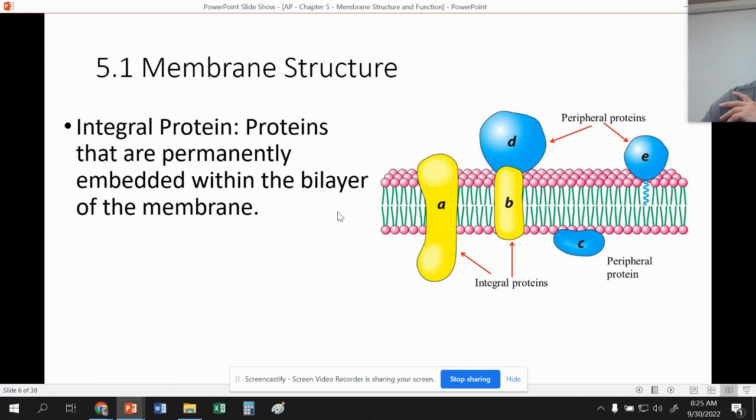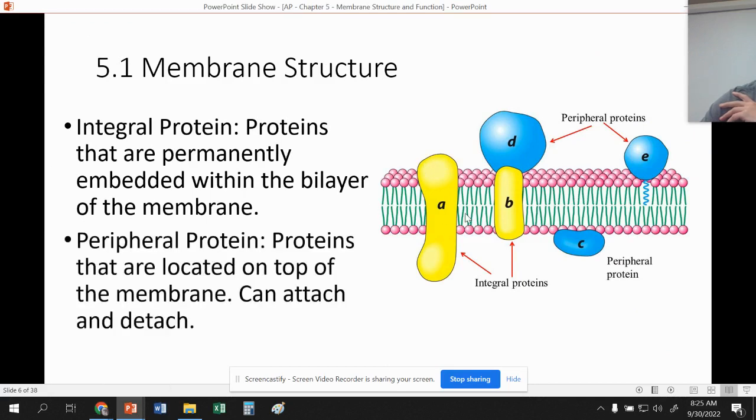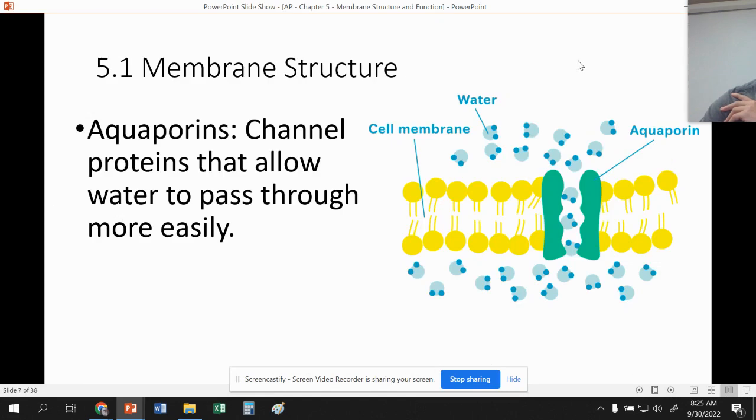Integral versus peripheral proteins. Integral proteins go the whole way through. You can see A and B here are integral proteins. Then these blue ones here are the peripheral. They're either attached to a protein, attached to a lipid, or on the surface. They can even be within this first layer, but they cannot span both. Those are integral proteins. So these are two main types of proteins that we're going to see in this chapter.